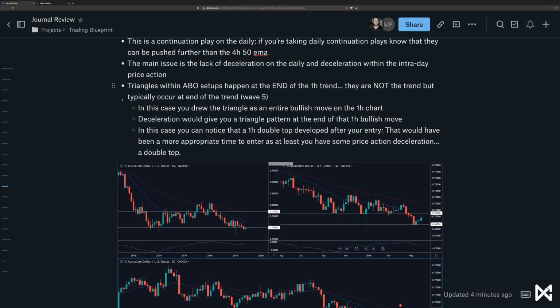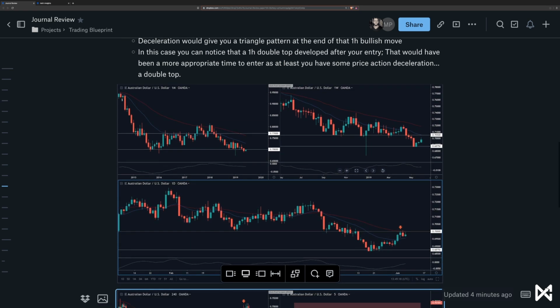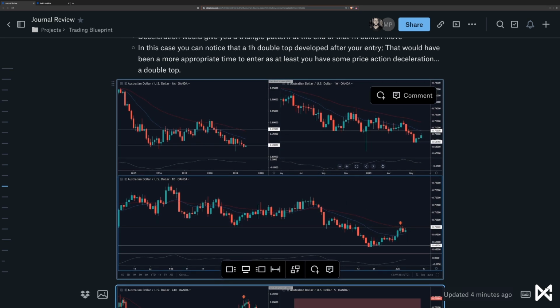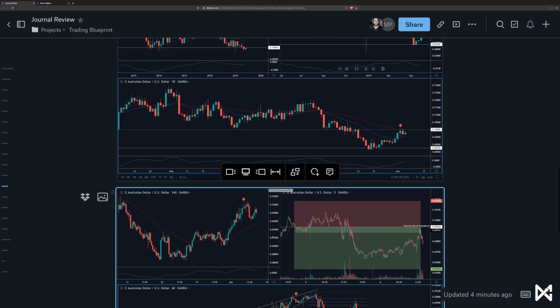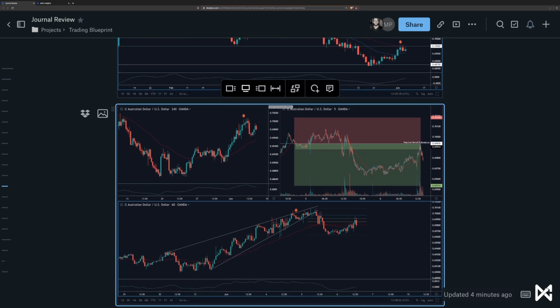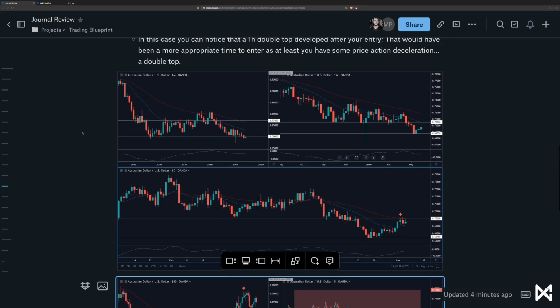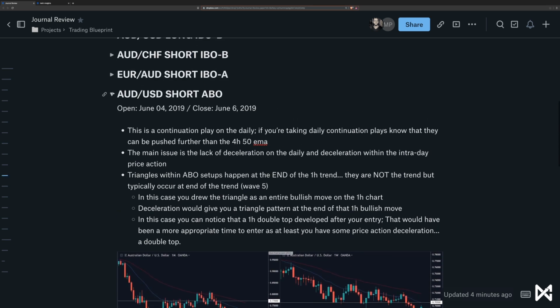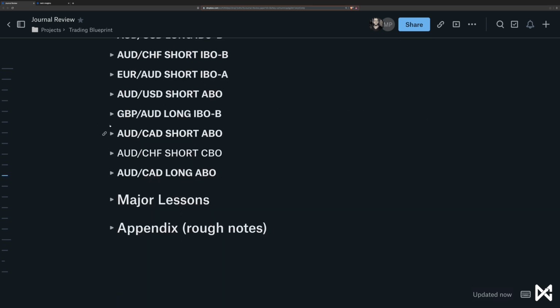Yeah, that's it. So again, the main note is wait for a little bit better of a rejection, and make sure you have deceleration, and make sure you have some kind of a price action pattern when you're executing those ABOs, right? So you see, we already have a few lessons on those ABOs that we started to identify, as we continue going through this journal review. So that was just another one. Make sure it decelerates, make sure it creates a pattern.